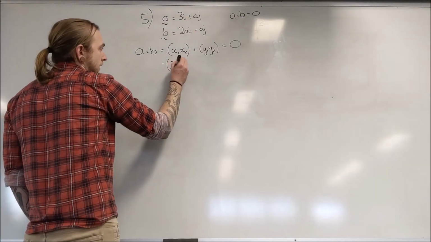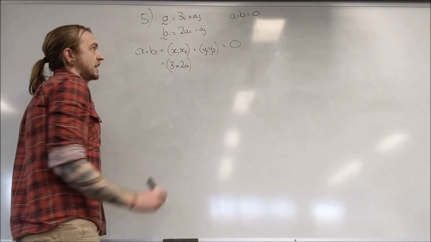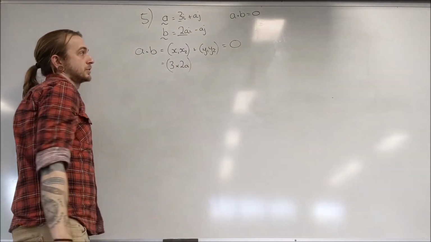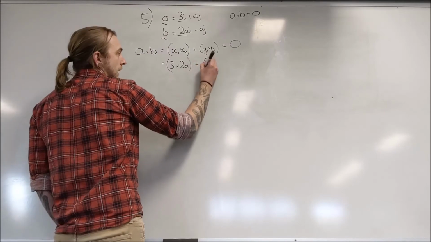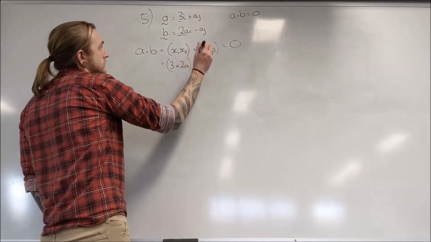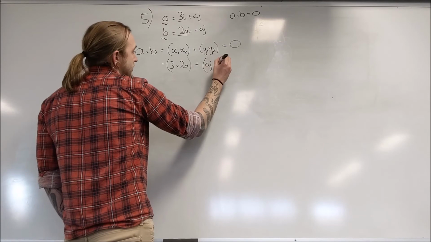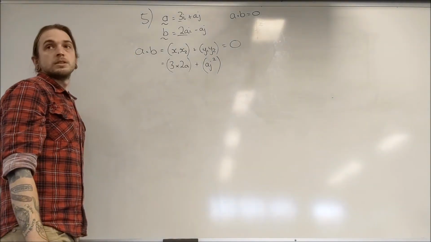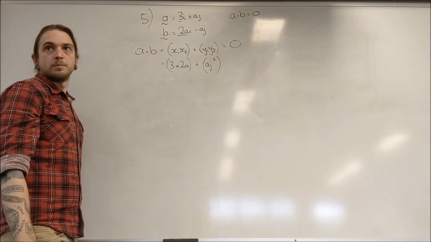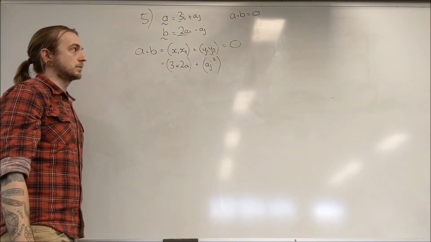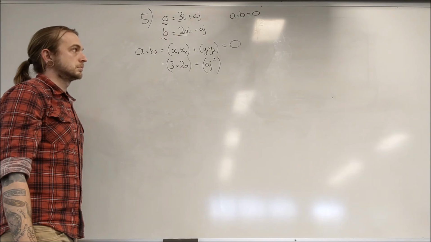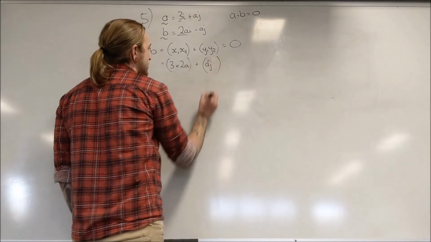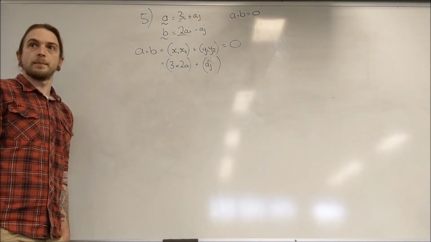3 times 2a is your x1, x2. That's what's in front of your i components, 3 and 2a. You're going to add that to aj squared. Because you've got positive aj up top, you've got negative aj down bottom, it's just going to come out as being an aj squared, or a squared j is probably the more appropriate way to write that.